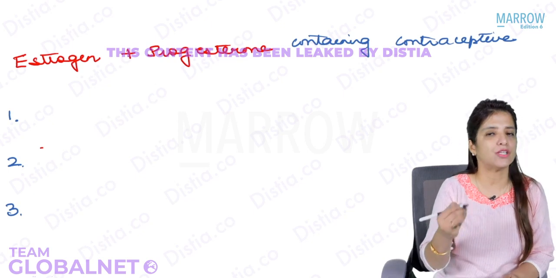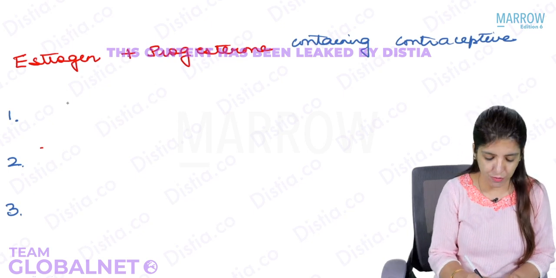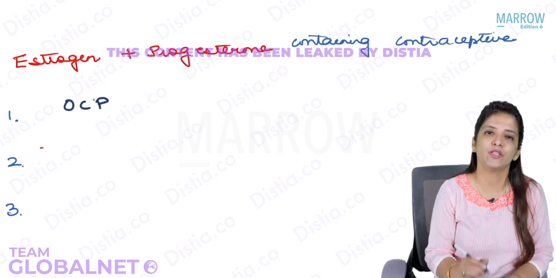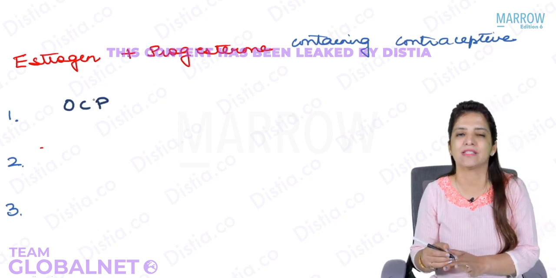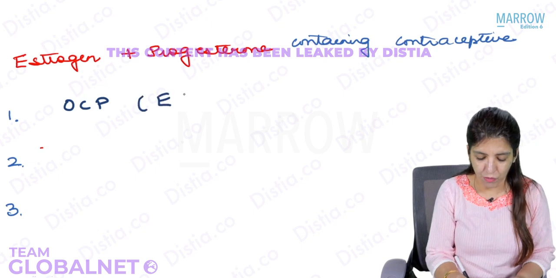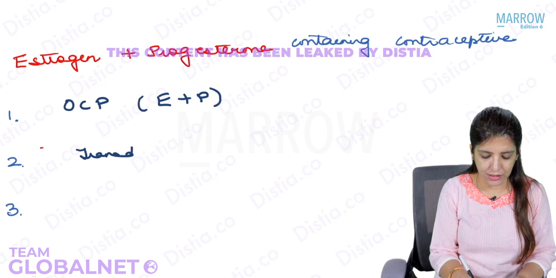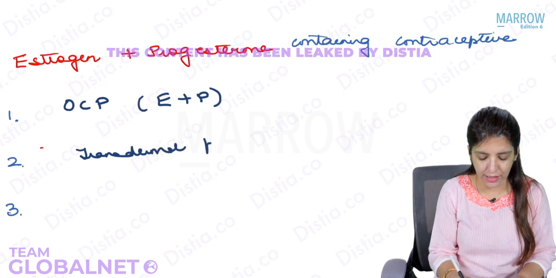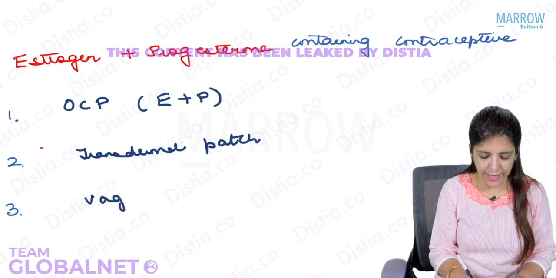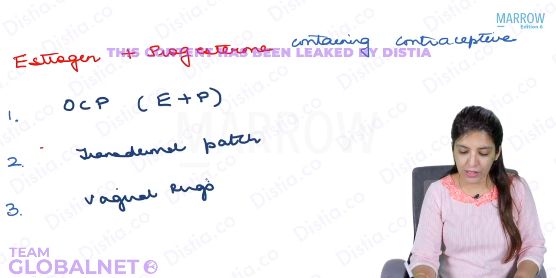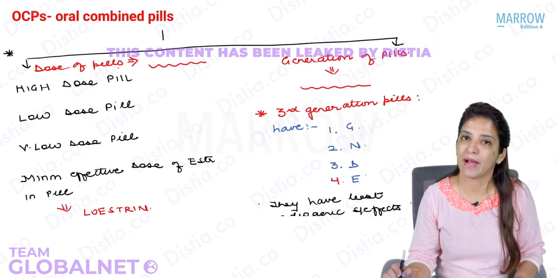We have three estrogen and progesterone containing contraceptives. One is the oral combined pills. These are not oral contraceptive pills. These are oral combined pills which have estrogen and progesterone. Then we have the transdermal patch, which again has estrogen and progesterone, and then we have vaginal rings, which contain estrogen and progesterone. First, I'm going to talk to you about the oral combined pills.